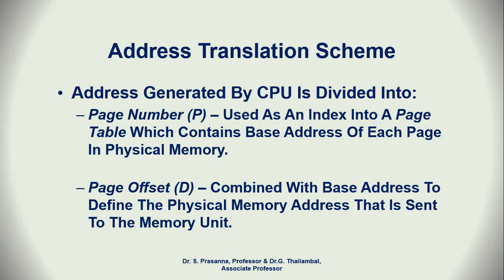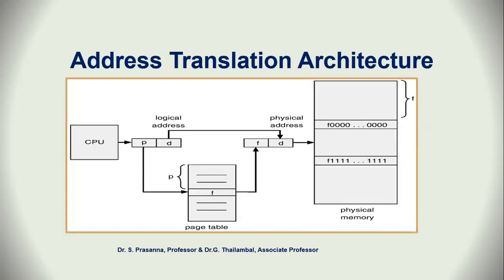Page offset is combined with the base address to define the physical memory address that is sent to the memory unit. With that base address, you add the offset value, that is how many lines you have in that program, 10 lines. So 14,000 is the base address and 10 is the page offset. When you add them, you get the actual final address of the program. So your program is stored from 14,001 to 14,010. So this is called the page offset.